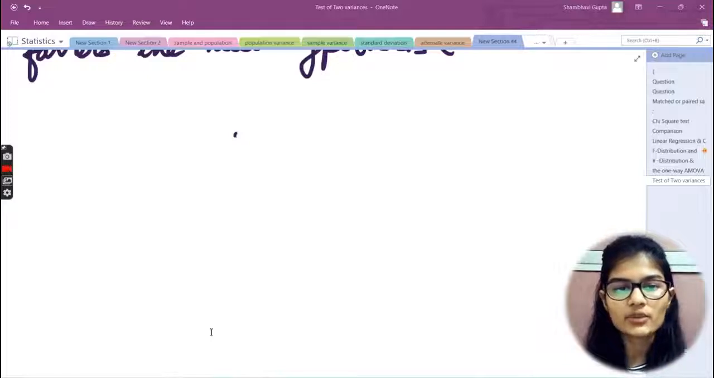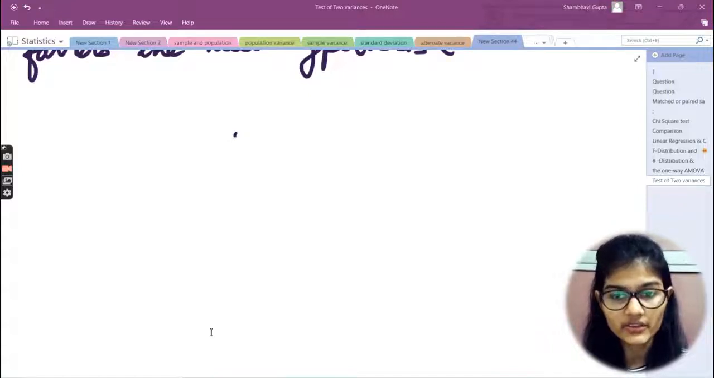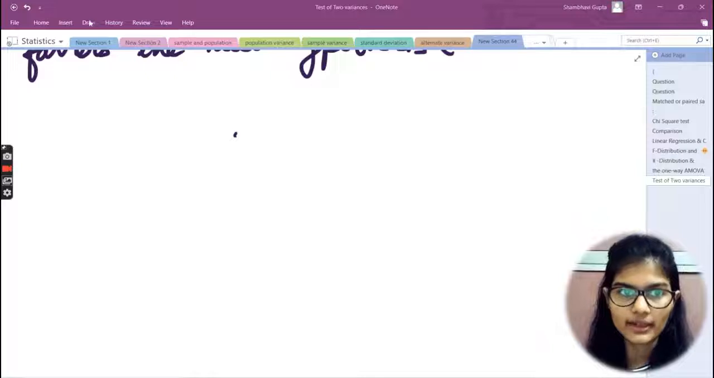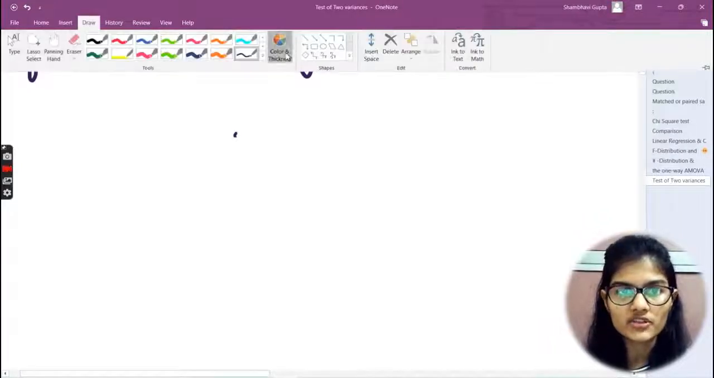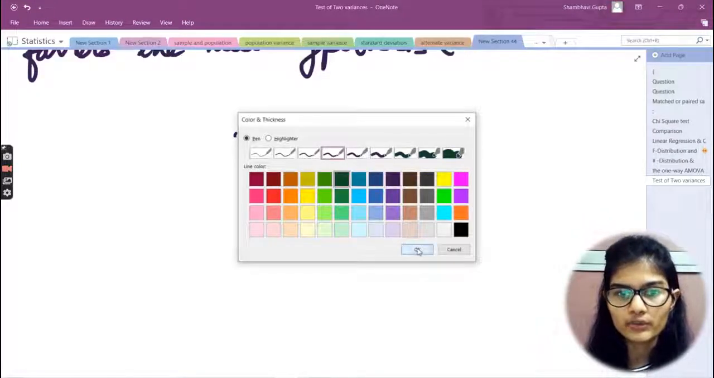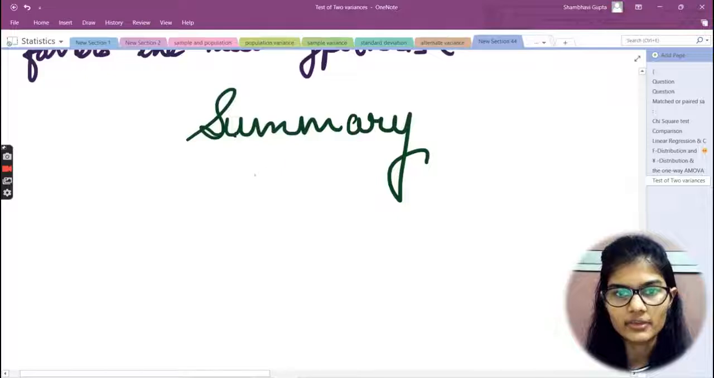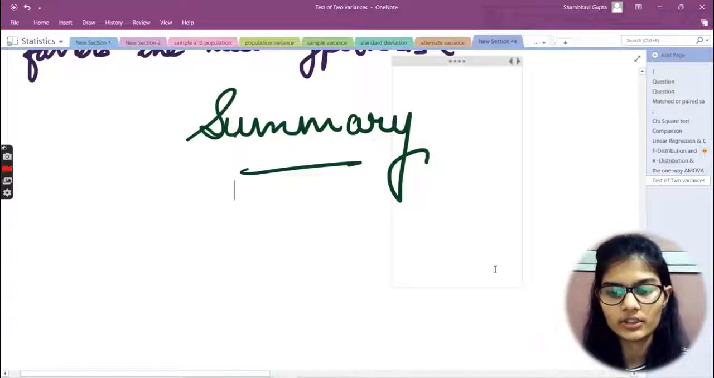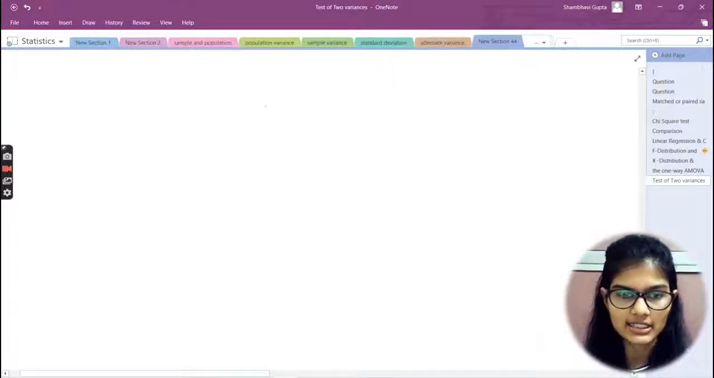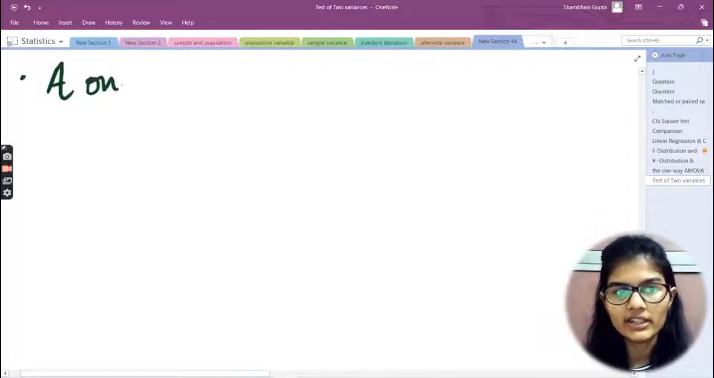So now let's take a quick summary of all the small topics which we have studied under F distribution and one-way ANOVA. Let's quickly revise all of those. So here we start with the summary. Let me get some space, and then I will start. So what we studied about one-way ANOVA.